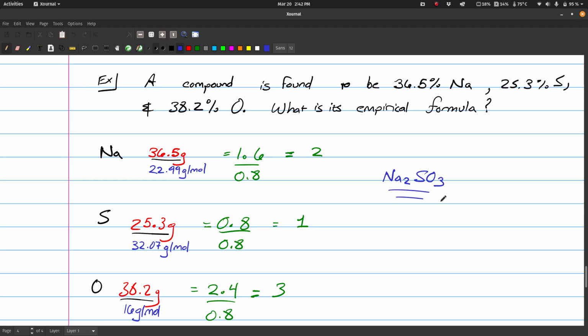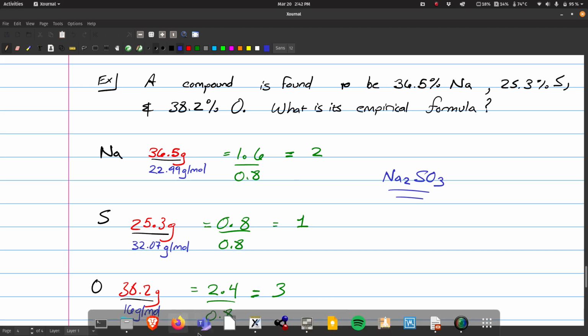Alright, so there's going to be another video after this where we're going to talk a little bit more about solving for empirical formula, but also how you can determine what the molecular formula is given a molar mass and an empirical formula. So I will see you all in the next video.